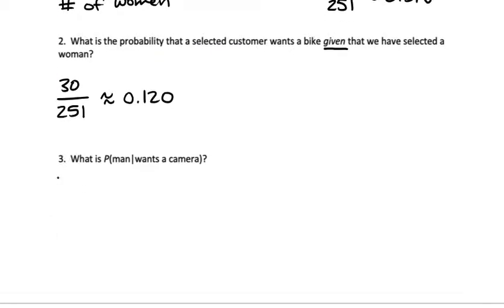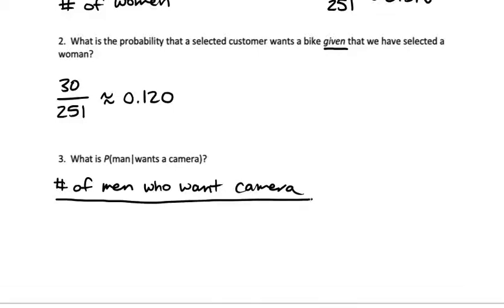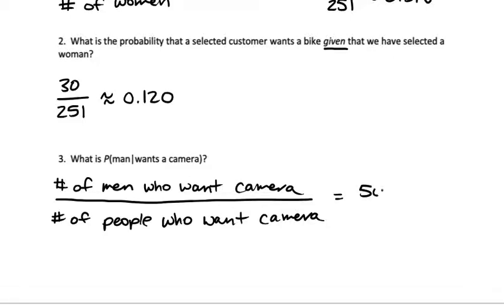So this is the number of men who want a camera divided by the number of people who want a camera. And there were 50 men who wanted a camera out of a total of 141 people, and that's approximately 0.355.